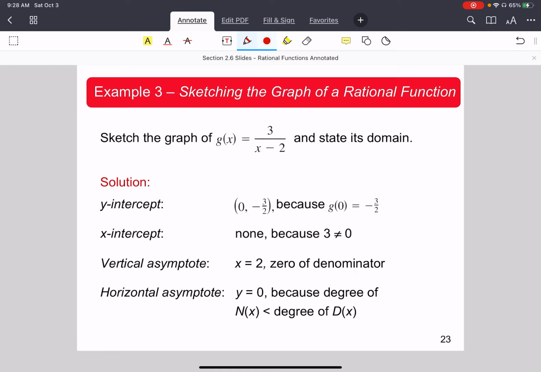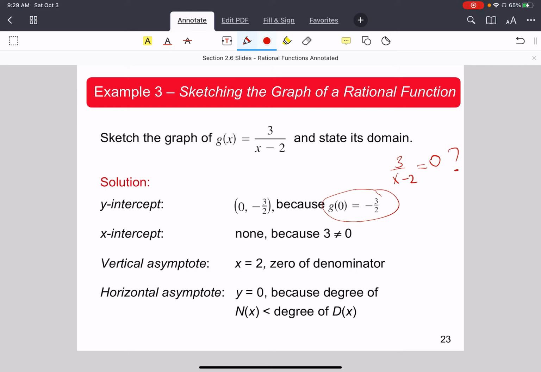So we first of all start with the y-intercept. We're going to take a look at when x is 0, what's the y value. So you plug in 0. What you will find is g of 0 is just negative 3 over 2. We're going to find the x-intercept. For that, we need to take a look at what makes 3 over x minus 2 equal 0. So we're going to ask this question.